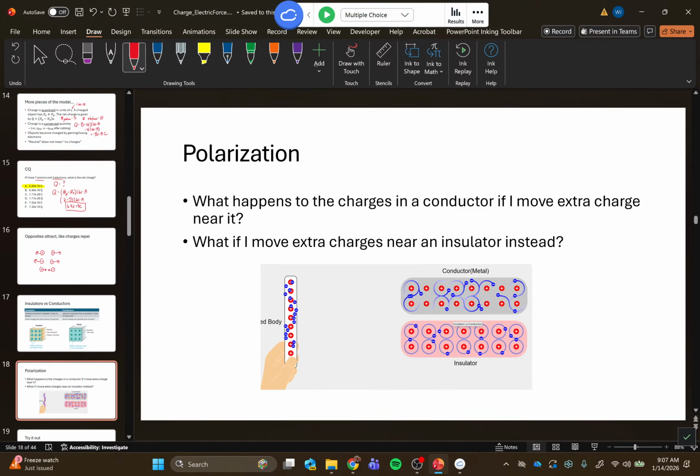so here's the question, something I'm just trying to think about. I have a charged rod. It's not 100% clear here, so I'll explain it. This charged rod has extra electrons. And on the right, I have a conductor where the electrons are free to kind of travel around. They're not stuck. And in an insulator, they're stuck. And the question is, what will happen when I bring this extra negative charge near these objects? What will the charges in this object do?